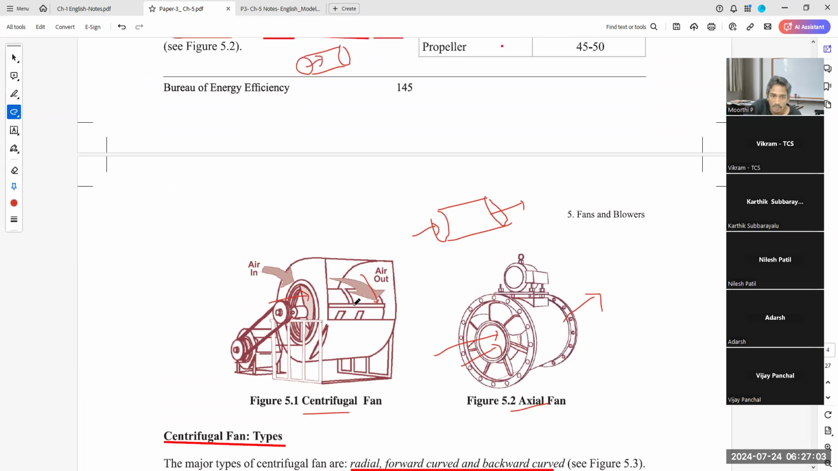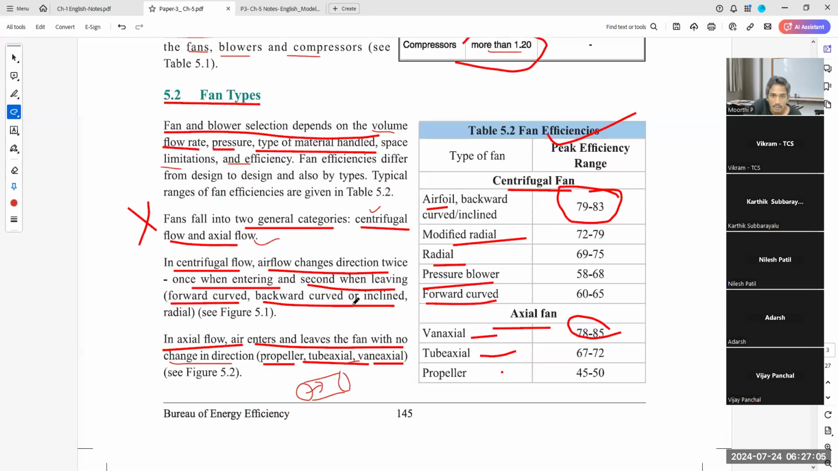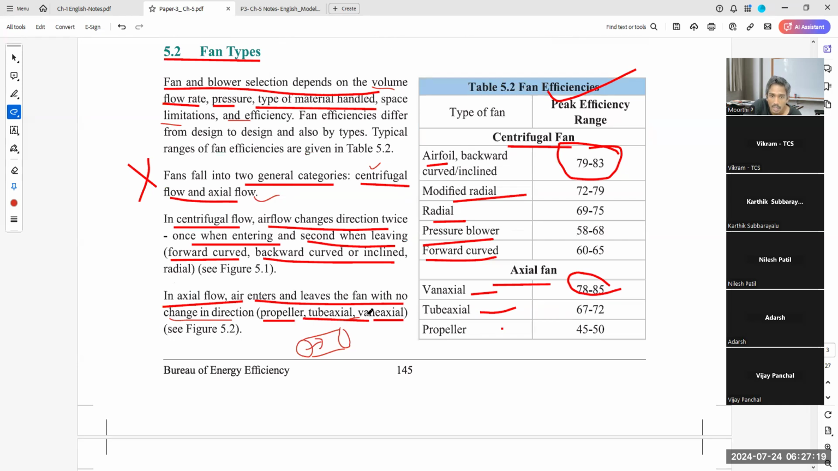Very, very important note. When entering in one direction, it leaves in another direction. Here there are forward, backward, inclined blades. In axial flow, air enters and leaves the same way. There is no change of direction. The propeller, tube axial, vane axial fans, the types we will discuss deeply later.